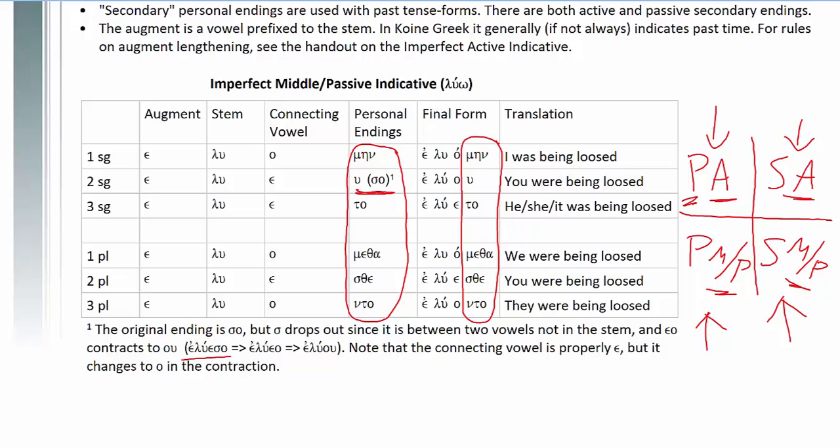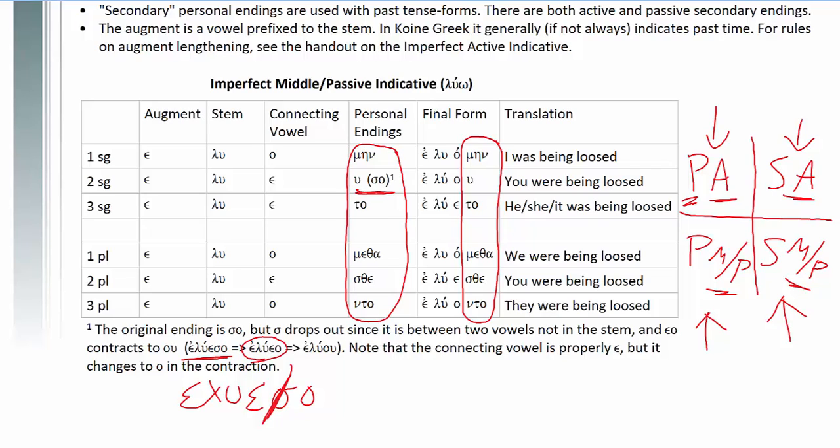If you look down here, this is what happens. You end up getting to eluu rather than elaso. So eluaso would be the form. As you can see, you have the augment, the stem, and then the connecting vowel, and then you'd have the ending. However, this sigma right here does not like to hang out between 2 vowels when it's part of an ending, so it's just going to drop out, and that leaves you with elueo.